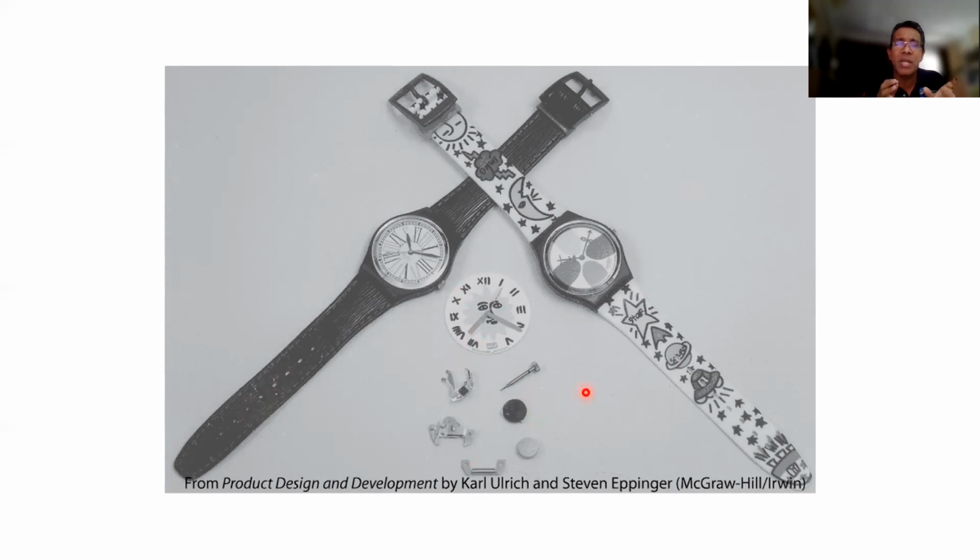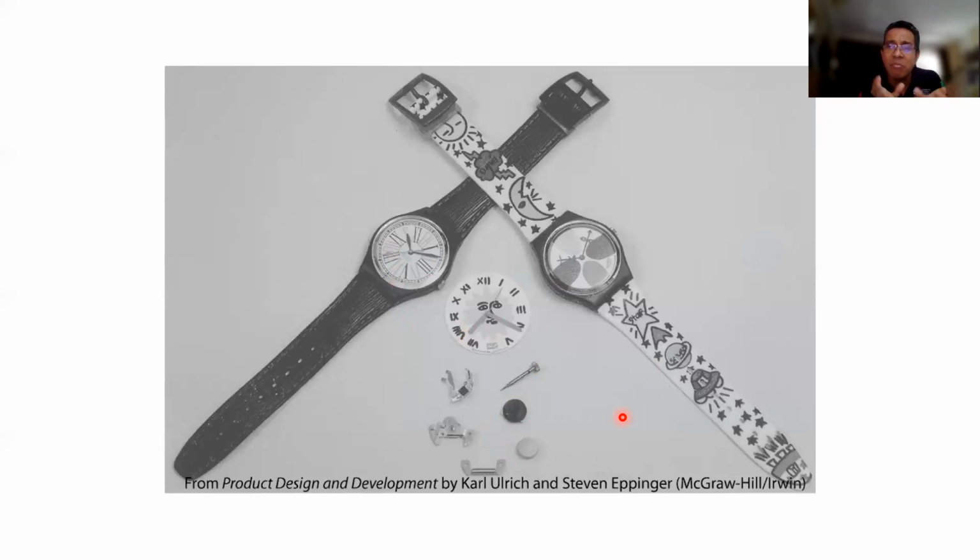So they have different types of watch, but using the standard ones. Casing, for example: you can see here they have a standard casing, but inside they have a different design of the face. But they use the same gear, for example, inside. I will explain about standardization later on, how they conduct the standardization.